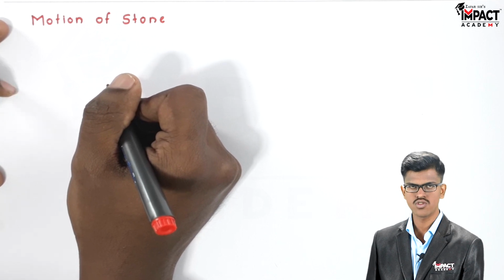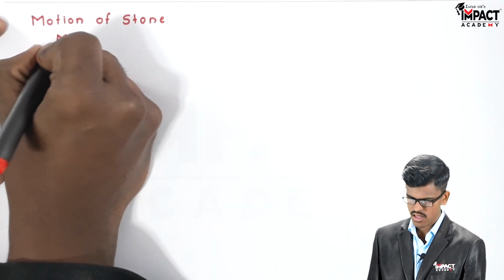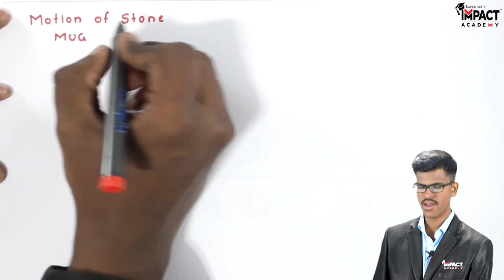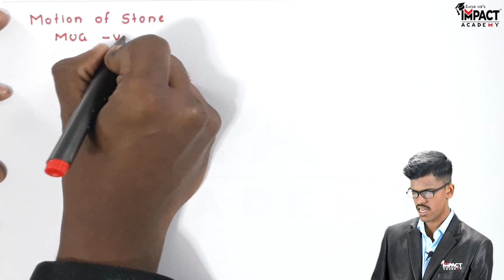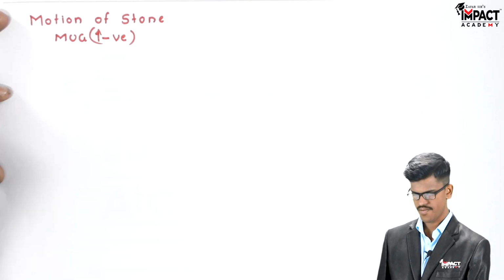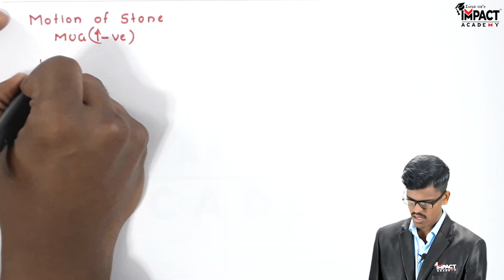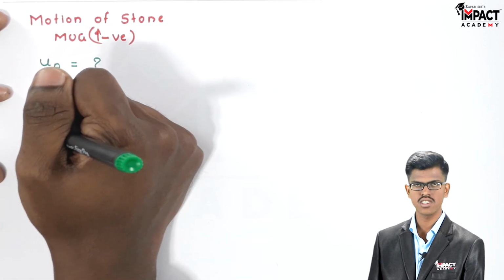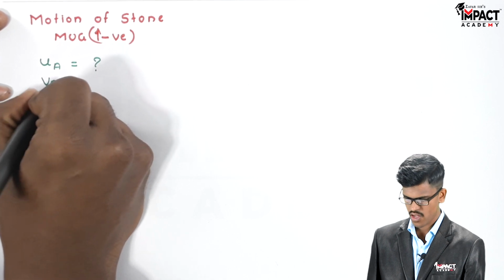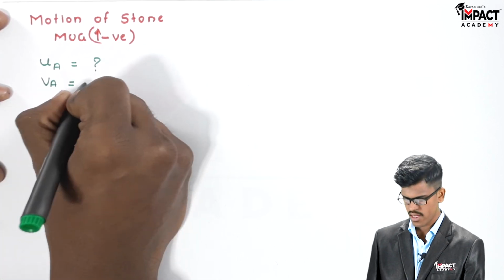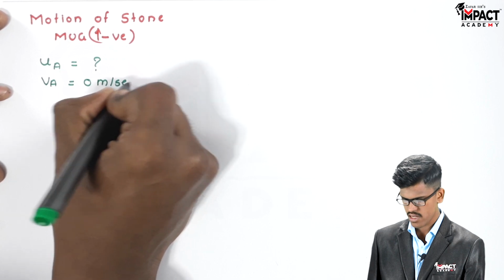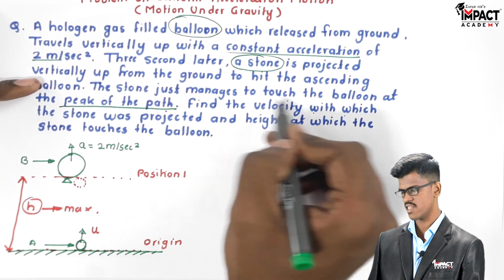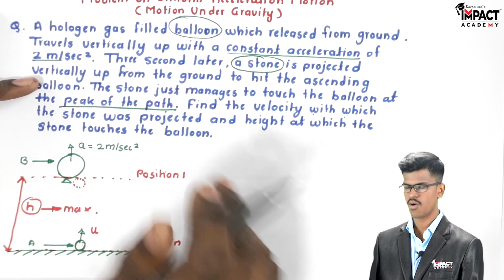The motion of the stone is a motion under gravity, and it is projected vertically up, therefore it is against gravity. We take the sign convention negative. Given the initial velocity of stone A, we have to calculate it. The final velocity of stone A is 0 meter per second, because in the question they mention the stone just managed to touch the balloon at the peak of the path.